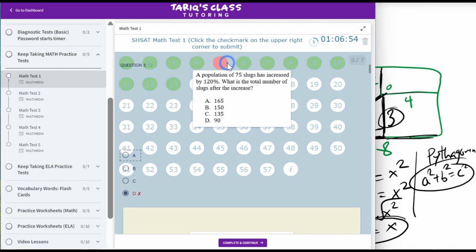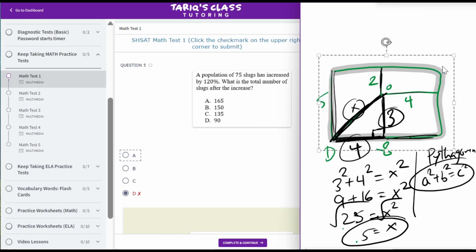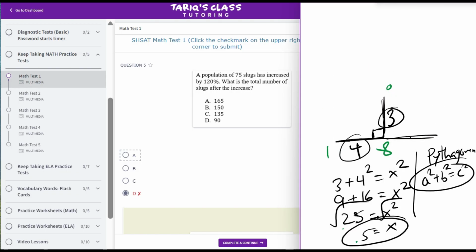Oh, wow, question number 5, I got it wrong. How could I get that wrong? So it says A is the answer. A population of 75 slugs has increased by 120%. What is the total number of slugs after the increase? Well, oh, the population of 75 slugs has increased by this. Oh, my bad, guys. Come on. So obviously I will have to add that. Okay, silly mistake. Any one of us can make it.